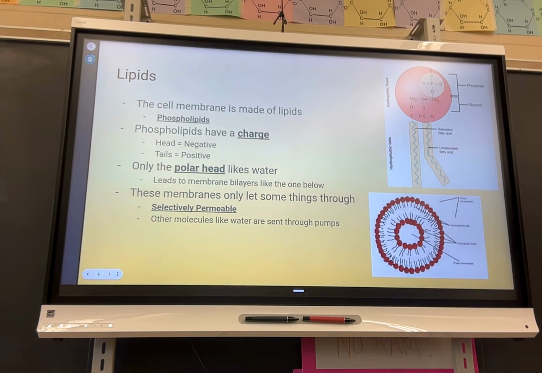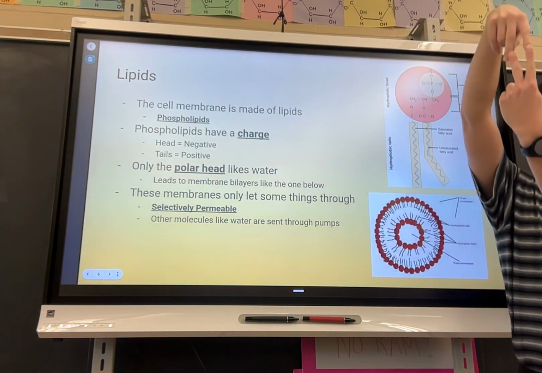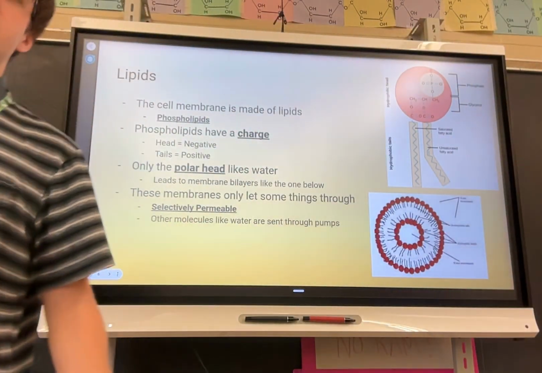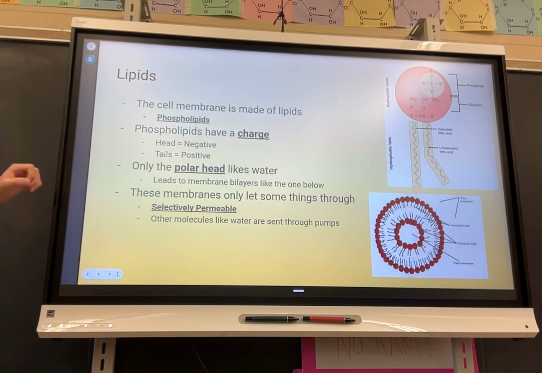So this helps to create what's called a lipid bilayer. So bi means 2. So the phospholipid is going to point with its head towards the water and its tails out of the water. So they kind of line up like this. So the tails are in the middle and the heads are on the top. And this is going to help create that cell membrane that we have around all of our cells. This also helps to allow the membrane to be selectively permeable.